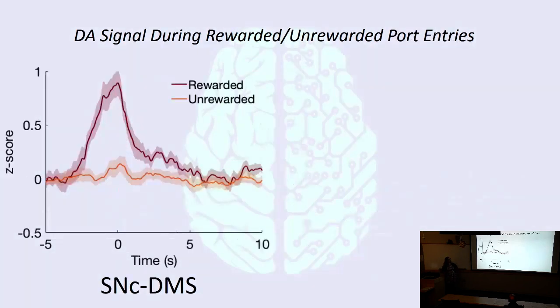Now, in contrast, we'll look here. This is a rewarded versus an unrewarded port entry. So previously we were just looking at when they put their nose in, but that's not where they're getting the reward. They then have to walk over to the port and get their little pellet. So this is again those DMS projecting neurons. We see this nice response to the rewarded port entry and a lack of a response from an unrewarded port entry. So again, these are able to differentiate.